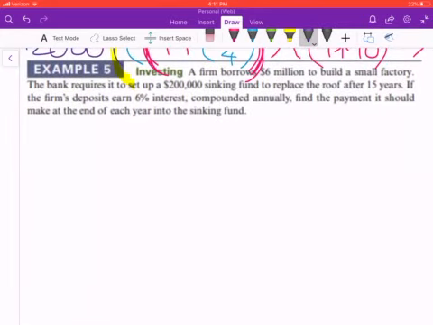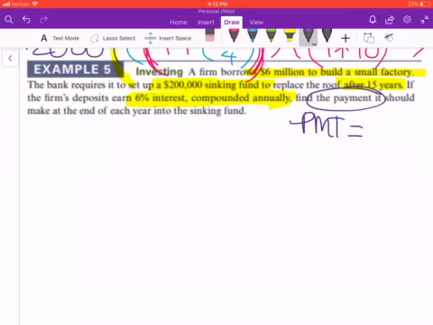Let's move on to example number 5. For number 5, we have a firm that borrows $6 million to build a small factory from the bank. The bank requires the firm to set up a $200,000 sinking fund to replace the roof after 15 years. So the firm deposits a certain amount of money periodically, actually every year, compounded annually, at 6% interest. So the question here is: find the payment.